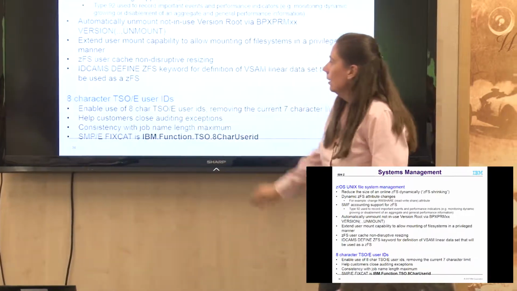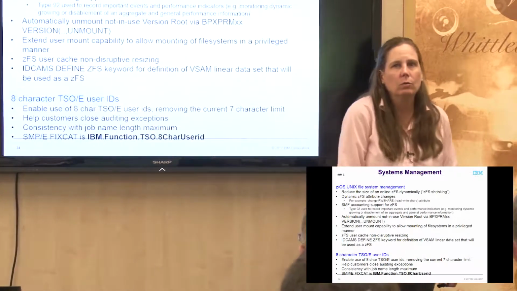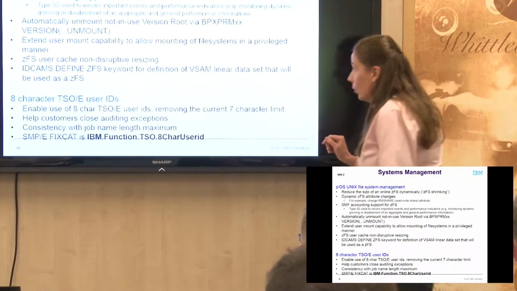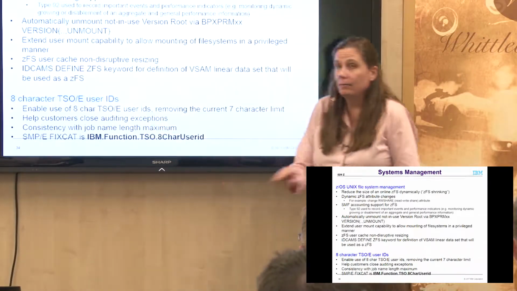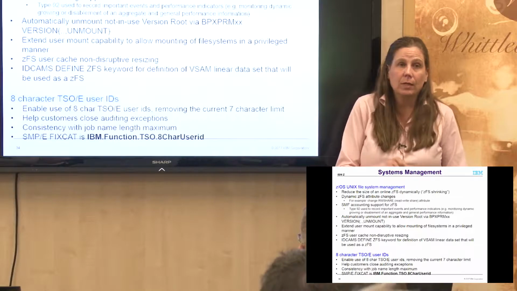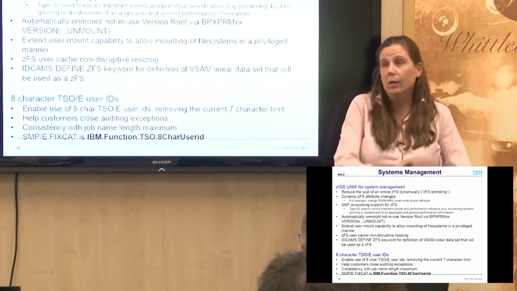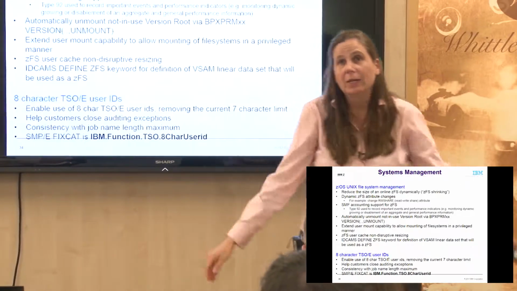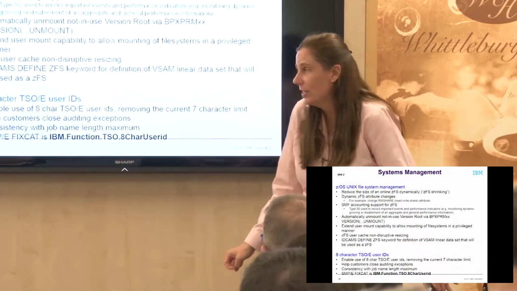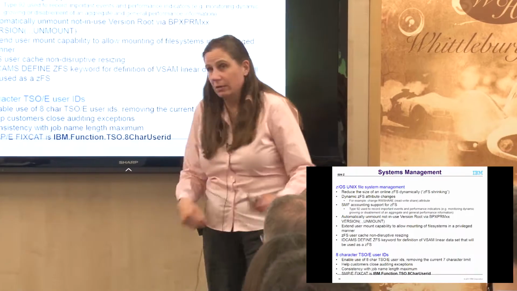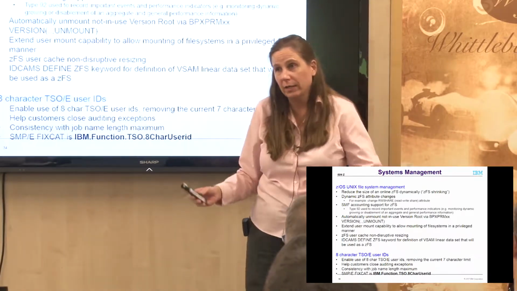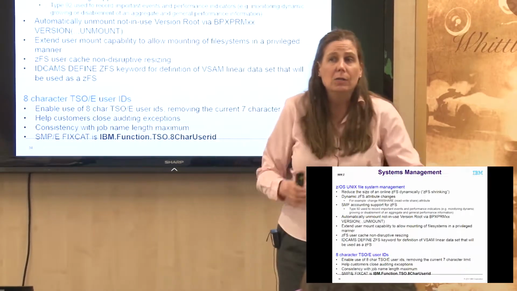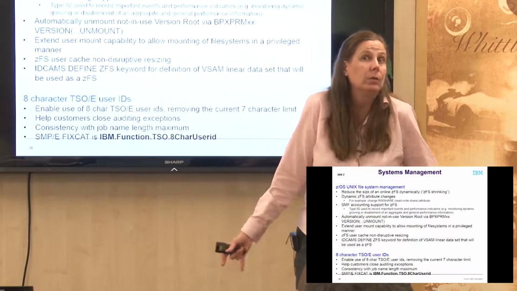So this is nice. 8-character TSO user IDs. It's been a long time in coming. We've been working on this for a while, and now you can have 8-character TSO user IDs. I'm going to warn you about this, however. We have had 7 characters since I was in kindergarten. When you move to 8 characters, there are a lot of impacts on other products and maybe your own applications and vendors. This is not a small change to some people.